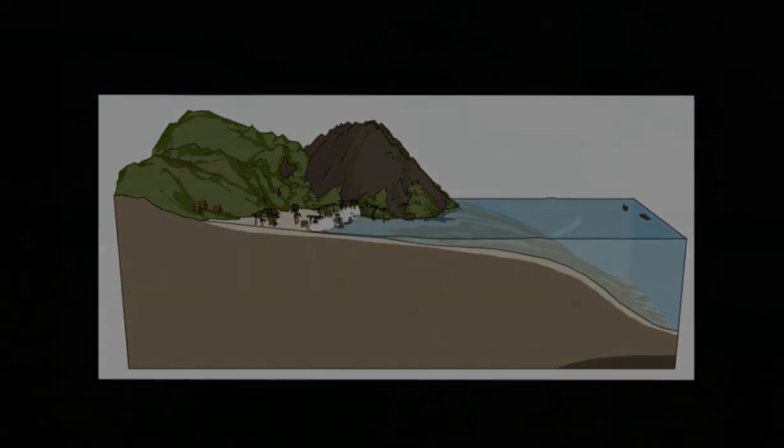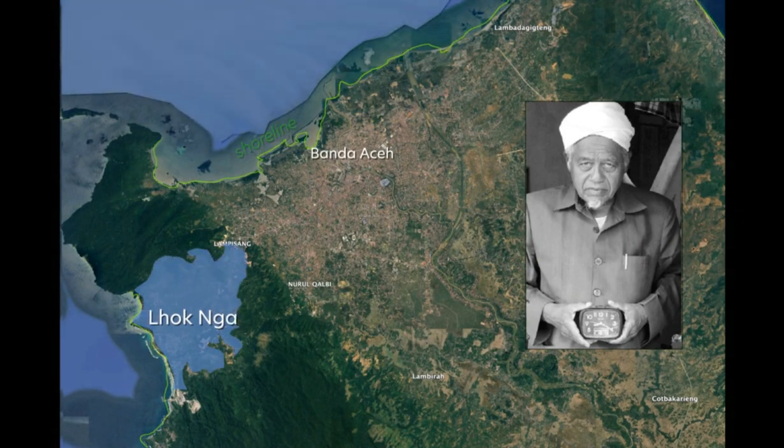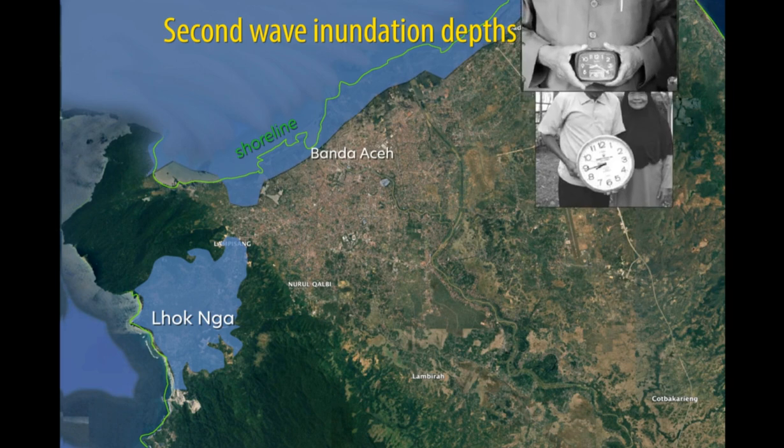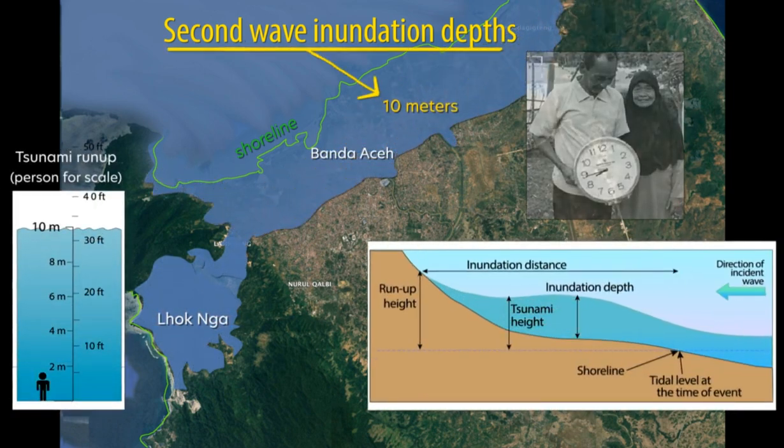Then, at 8:20 in Lhoknga, the ocean advanced in the first wave. The largest second wave arrived at 8:44 a.m. in Banda Aceh, inundating the coastal plain up to 10 meters deep and 4 kilometers inland.